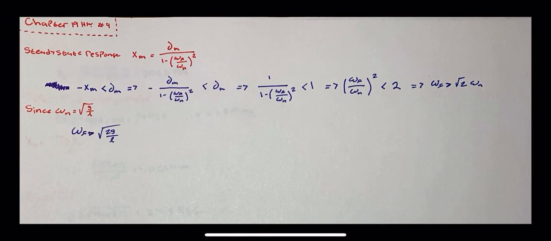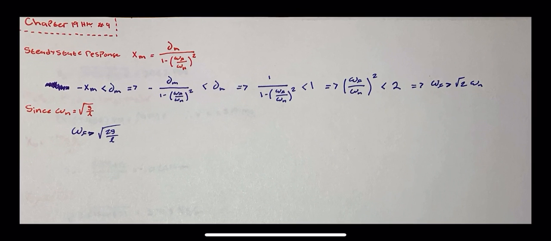Number 9. We have a simple pendulum of length L, which is forced to move horizontally in relation to xc is equal to delta m sine omega f t. And we're supposed to determine the range of values for omega f in which the amplitude of the motion of the bob is less than delta m.